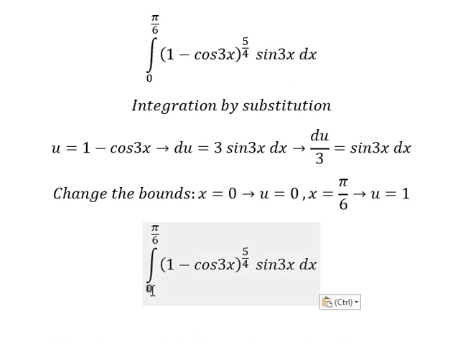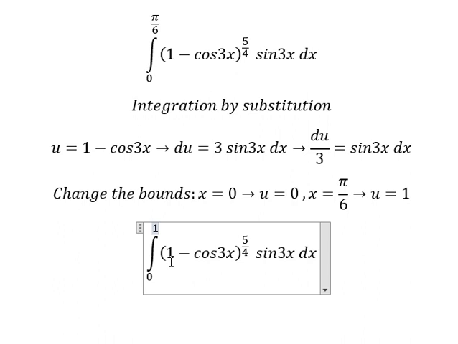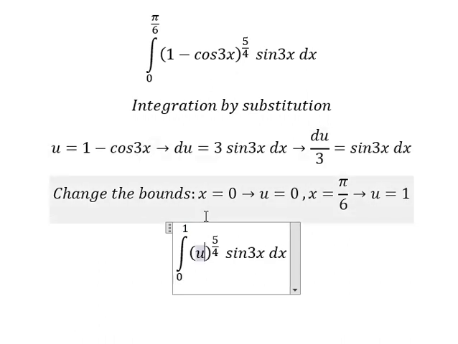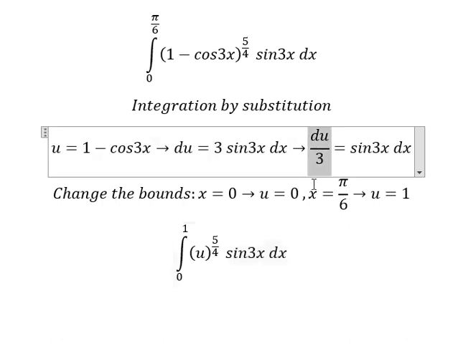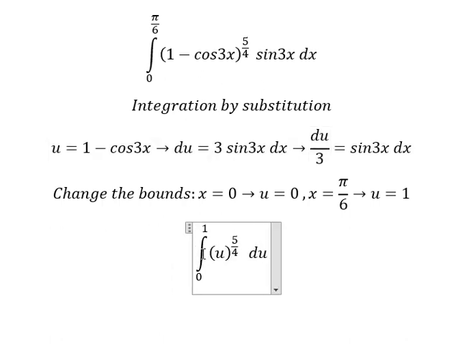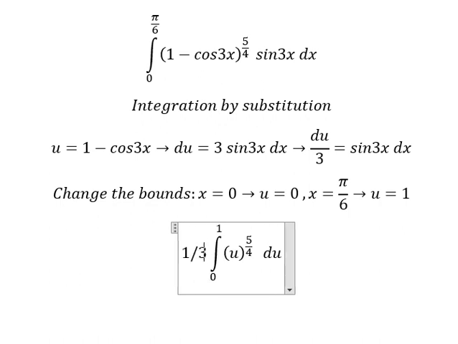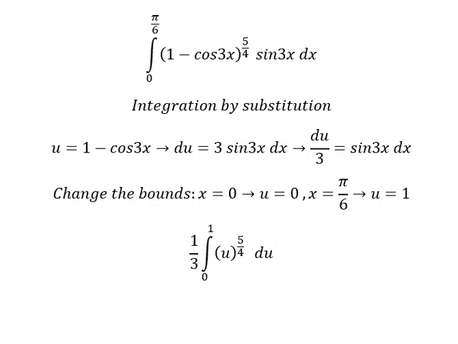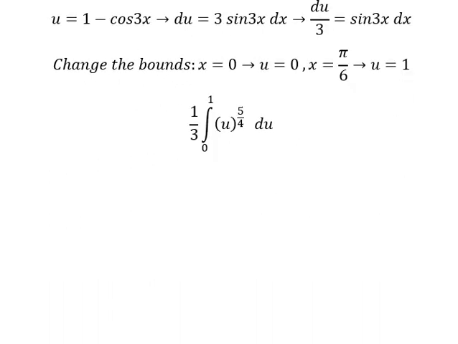So this one we keep the same. Pi over 6 we change to number 1. This one we change to u. This one we change to this one. Now we have the formula in here.